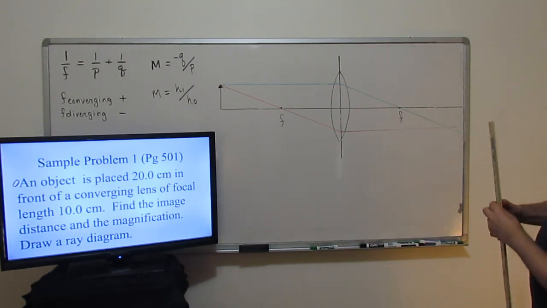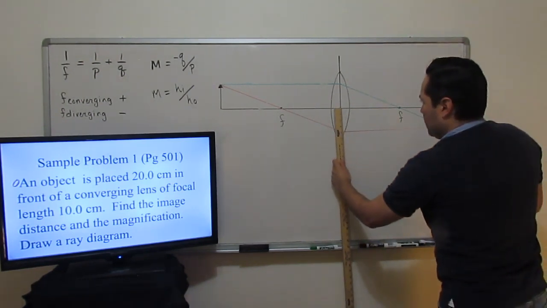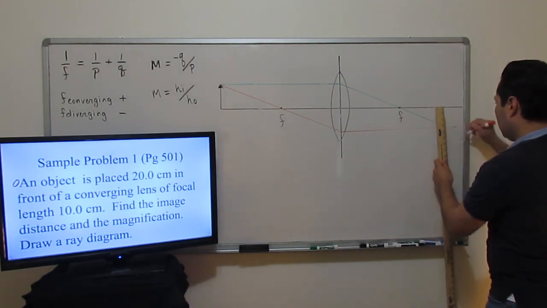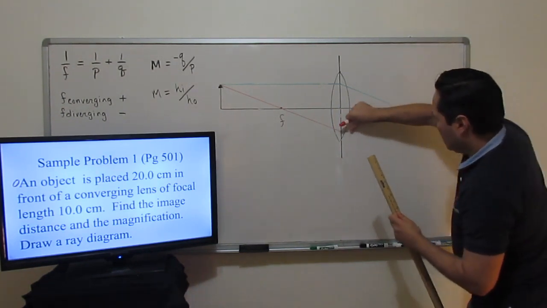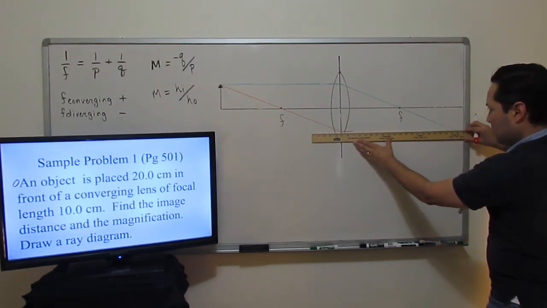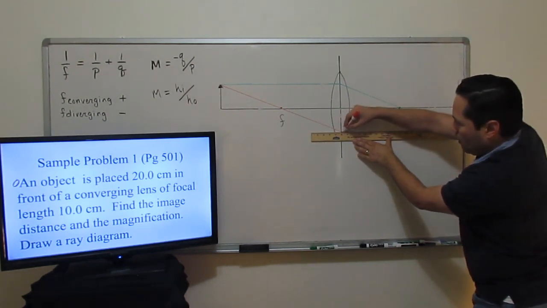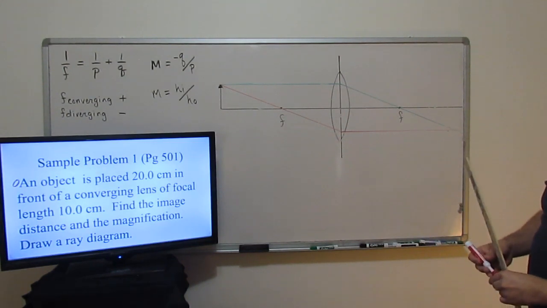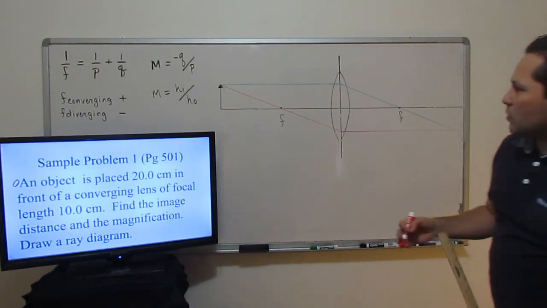Is that straight? Doesn't look too straight. Let's see. Oh, it is not straight one bit. Is that straight now? There we go, it's a little bit better. Alright, so there we have it.